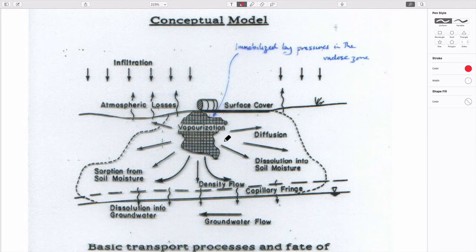So this is kind of a cartoon of what you could imagine is going on. You have a spill. It has to go through the vadose zone to get to the groundwater zone. It'll get held up by capillary forces. It'll be present at a variety of different saturations in the vadose zone. Some of them may be quite low, maybe 10-20% saturation of NAPL. But it can do a variety of things.